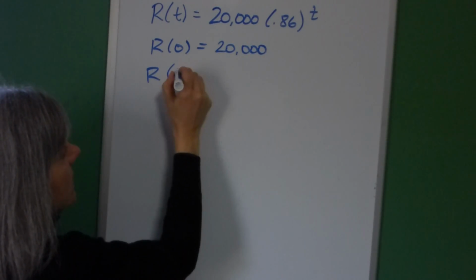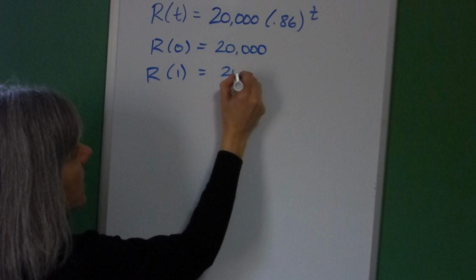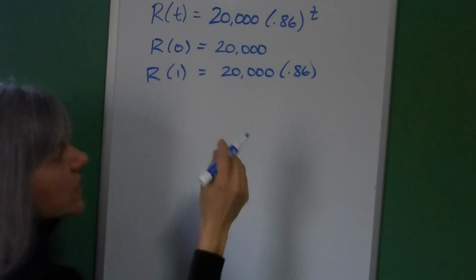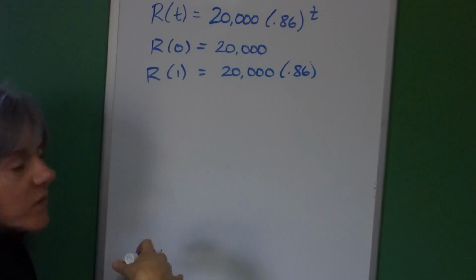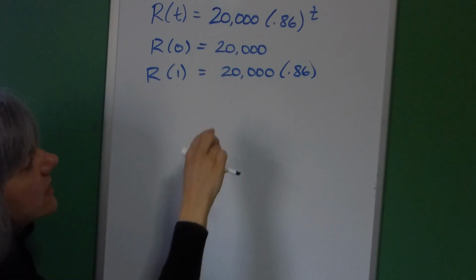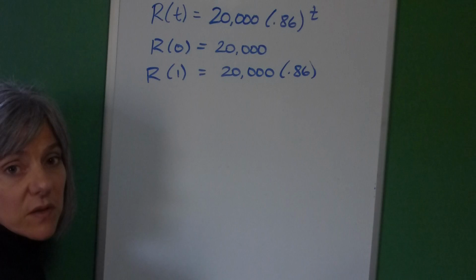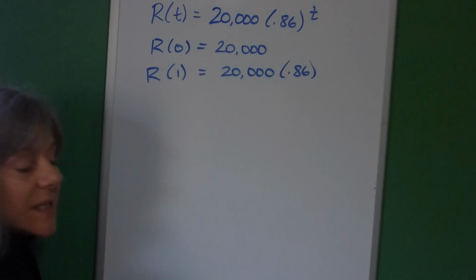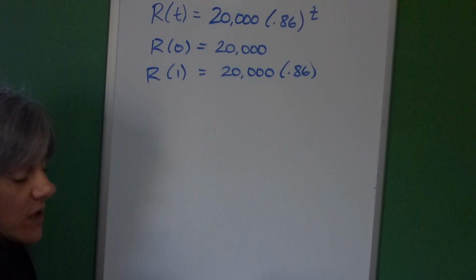When t is 1, 20,000 times 0.86. So it's only worth 86% of what it was the year before. And that pattern will continue. So this is saying that basically it's losing 14% of its value each year. Okay, so the question is, what is the instantaneous rate of depreciation after 1 year and after 3 years?